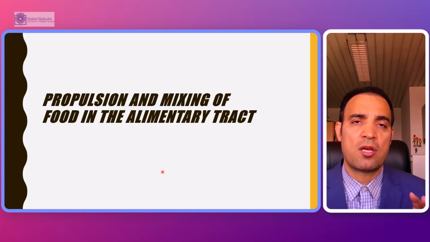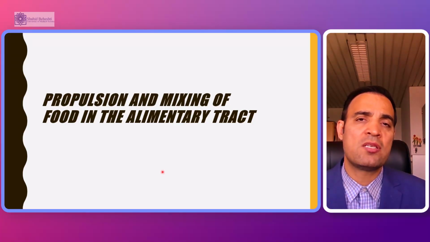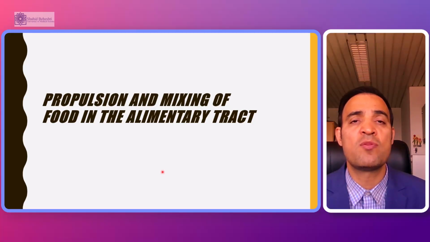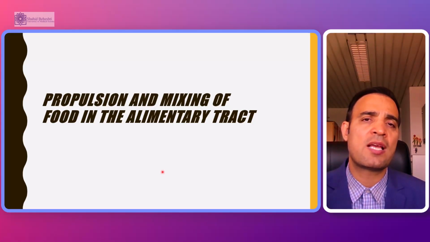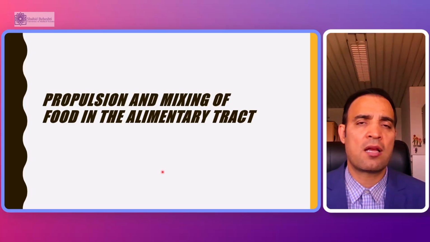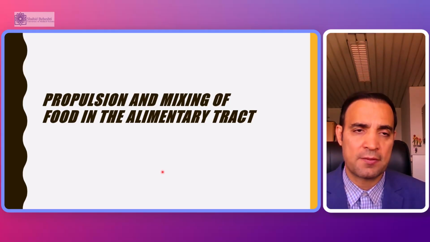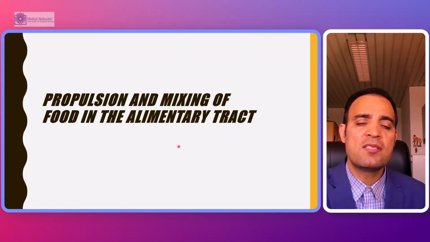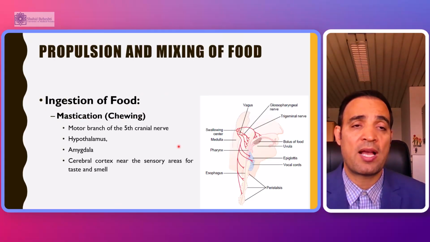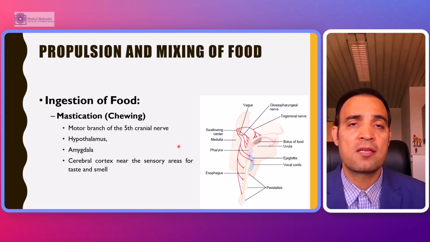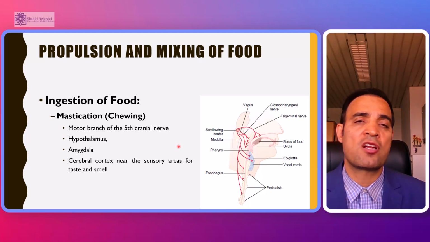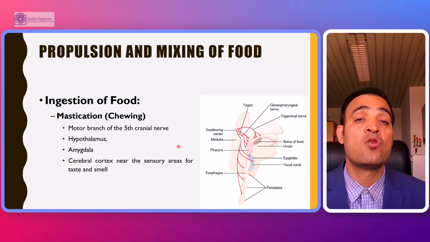Now, when we want to discuss gastrointestinal motility, we should start with the mouth and the movement that we have in the mouth, and then the esophagus, and then the stomach, and then the intestine. The first movement that we have in the gastrointestinal system, as I told you, is in the mouth, and this part is not a function of smooth muscle. It is a voluntary movement.